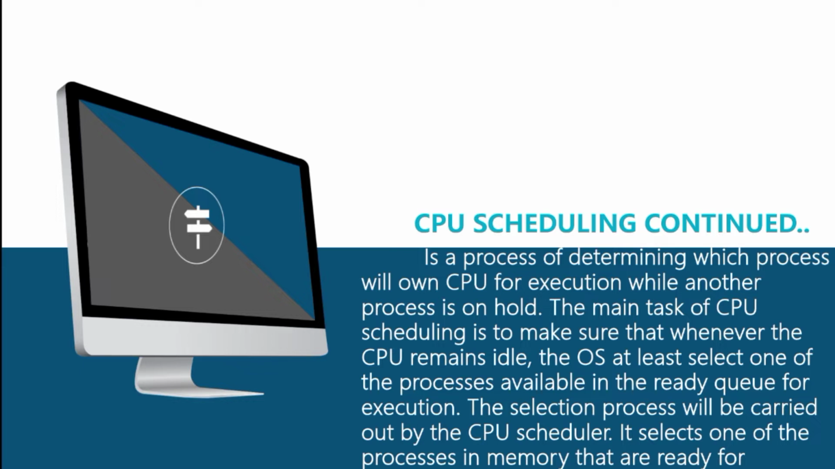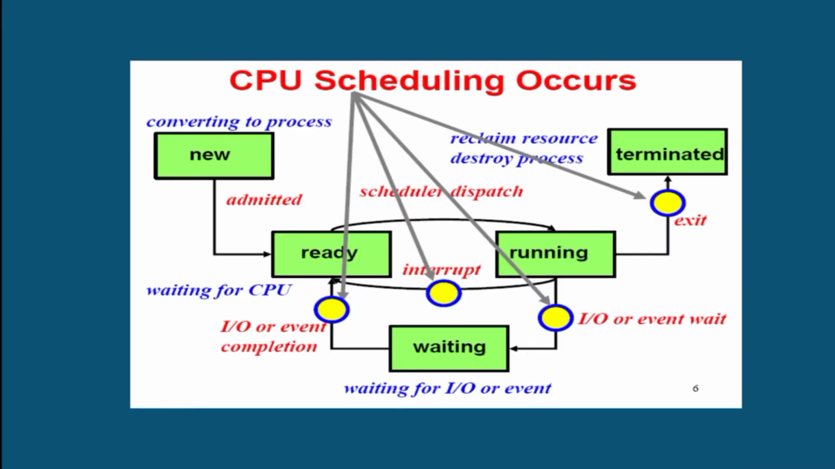So the main purpose of operating system is to select one of the processes available in the ready queue for execution. The selection process will be carried out by the CPU scheduler. It selects one of the processes in the memory that are ready for execution. So here, the CPU scheduling occurs based on the ready queue, running state, and waiting state. The program or the process will only wait once there is a program that is executed in the running state.